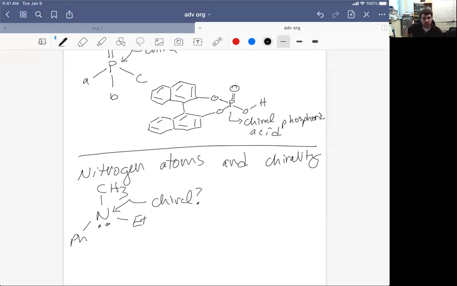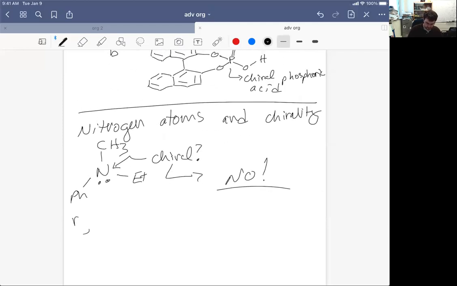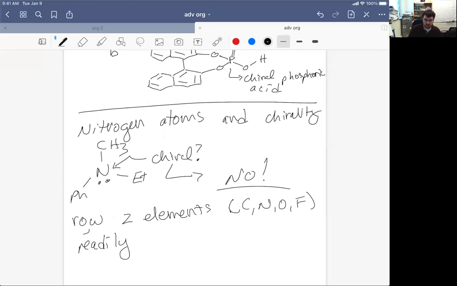So why is this not chiral? Because again, that would cause a lot of problems if nitrogen could be chiral using its lone pair of electrons. Well, it turns out that fundamentally, row 2 elements, and my row 2 elements would be carbon, nitrogen, oxygen, fluorine, for example, readily and rapidly undergo what's called lone pair inversion.